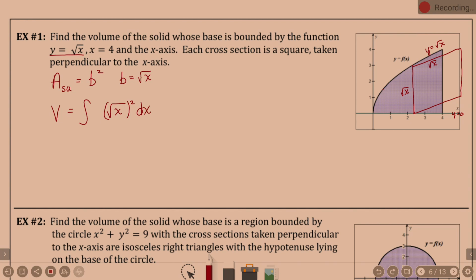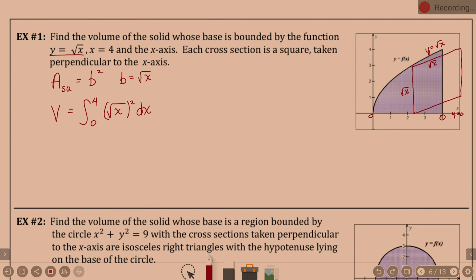Now, I'm using x variables, yes? And we're using x variables because these squares are perpendicular to the x-axis. I need x boundaries. My shape starts over here at 0. Because it says to the line x equals 4, this shape ends at 4. So my boundaries I'm integrating on are 0 to 4.